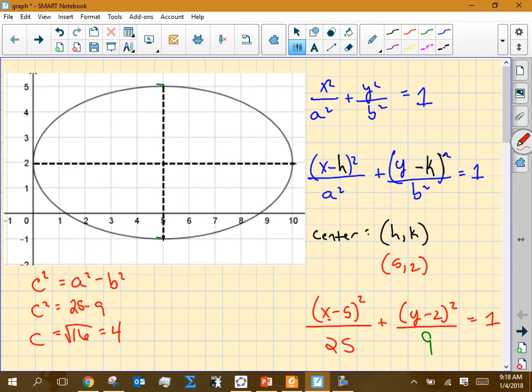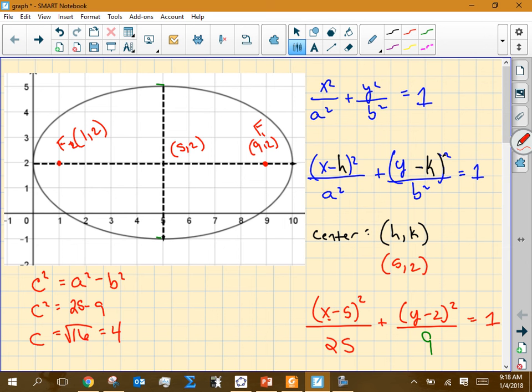Okay. Now, we have to pay attention to what that means. The C distance is the length that you travel from your center to a focus. Well, if my center right now is located here at 5, 2, then I need to move a distance of 4 units away from that to find a focus. So I'm going to find a focus right there at 9, 2, call it F1. And I'm going to go this way, and I'll find a focus here at 1, 2. Call that F2. Is that doable?